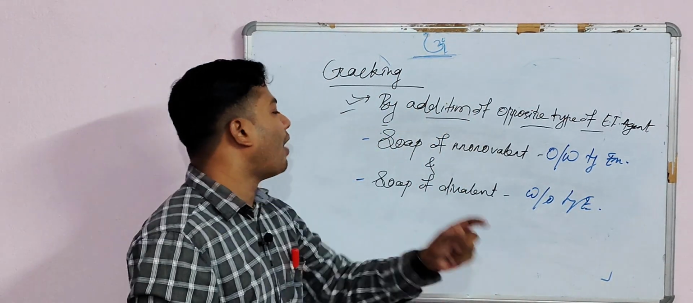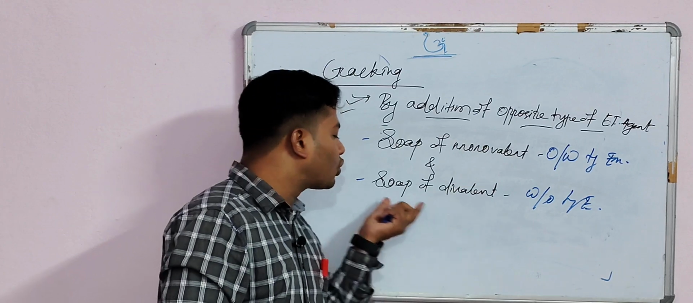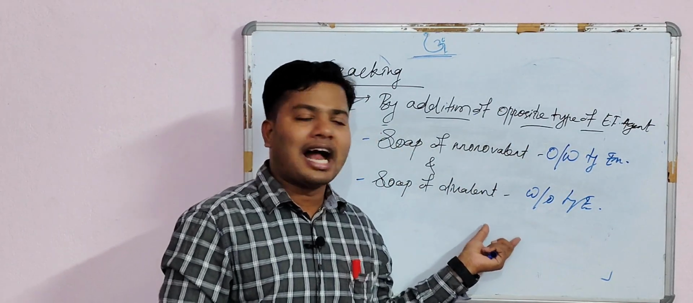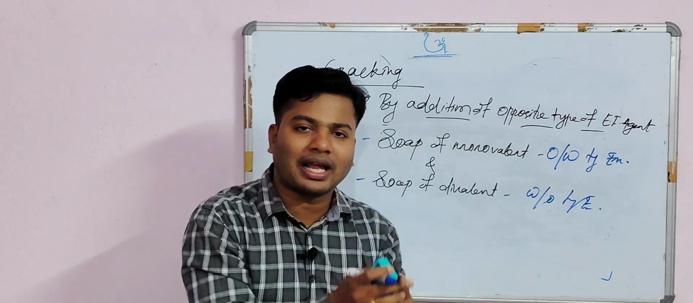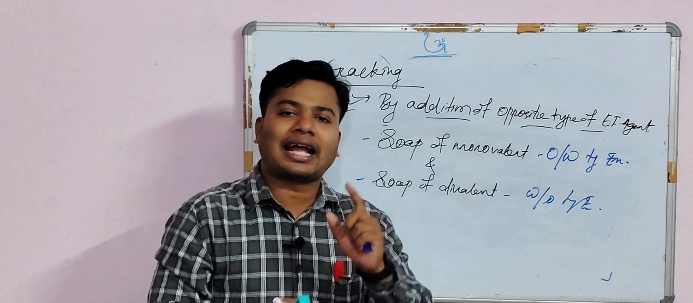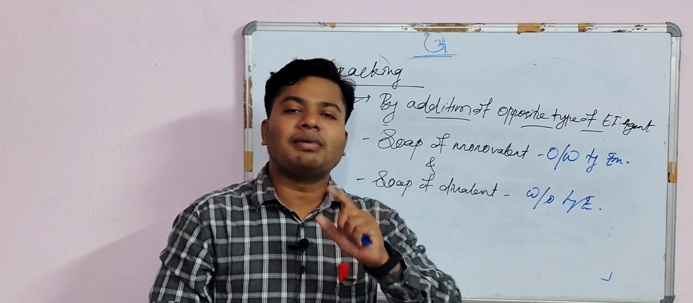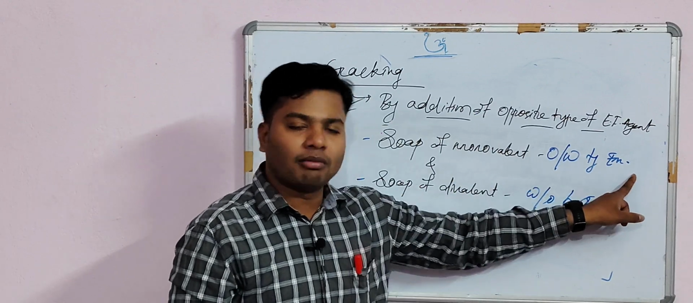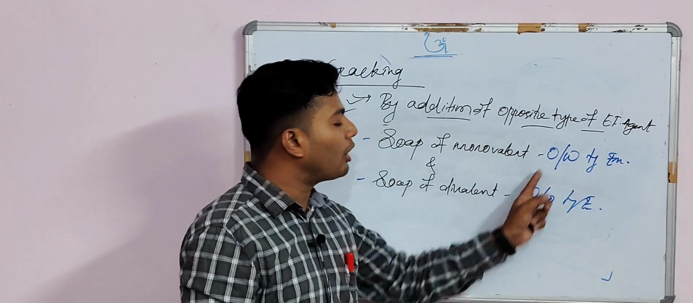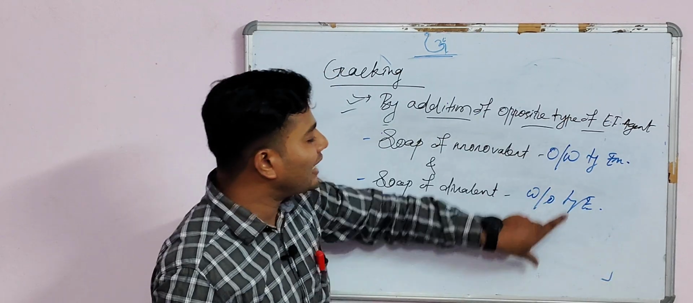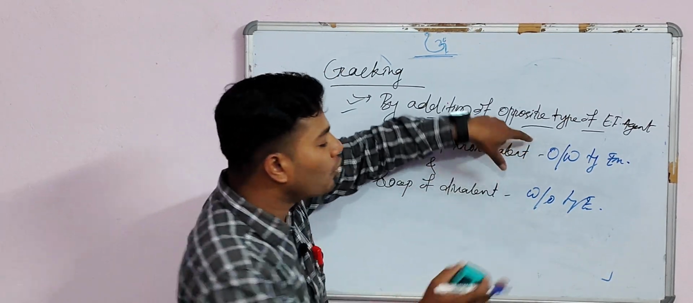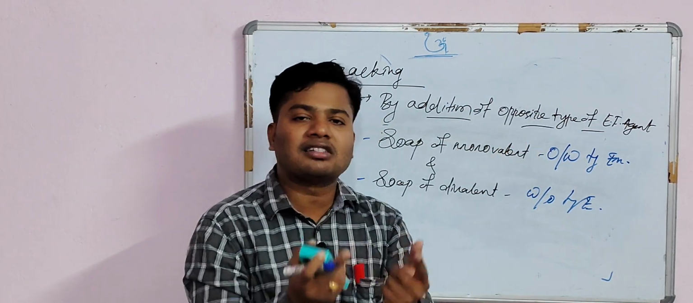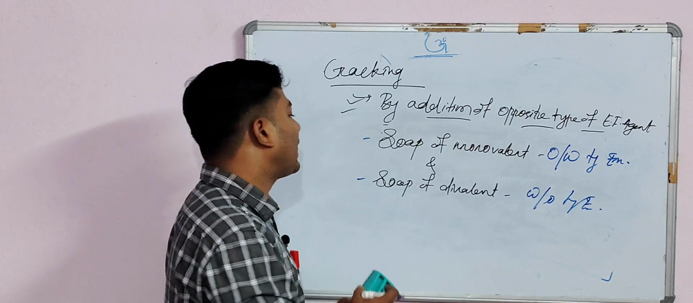So when you add soap of monovalent with soap of divalent, these are opposite types of emulsifying agent. When opposite types of emulsifying agent mix together, it leads to cracking, and you can say that is the instability of an emulsion. Very simple: soap of monovalent produces O/W type of emulsion, and soap of divalent produces W/O type of emulsion.